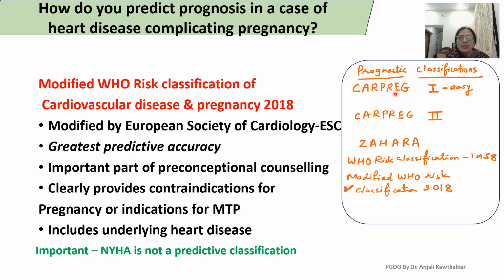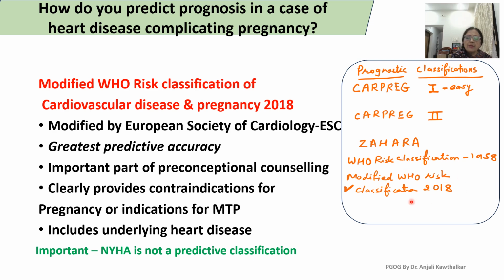CARPREG 1. CARPREG, how do you remember? CAR is for cardiac and PREG is for pregnancy. CARPREG 1 was most commonly used in the past because of the ease of its implementation. Then there was CARPREG 2 and ZAHARA, and the WHO risk classification was also introduced way back in 1958.